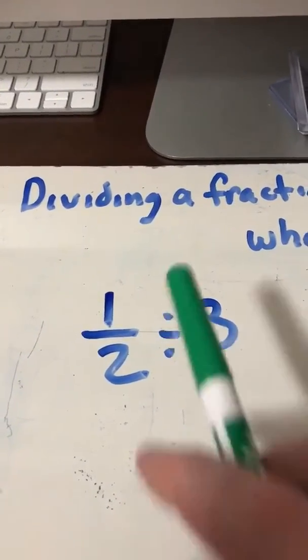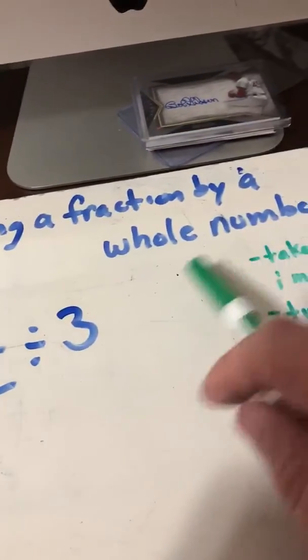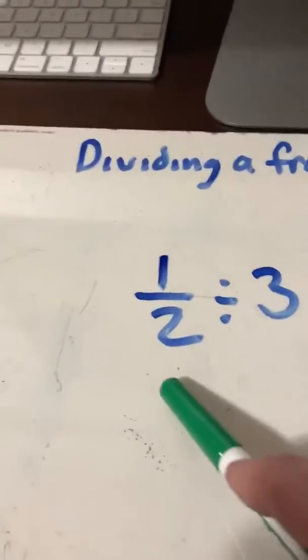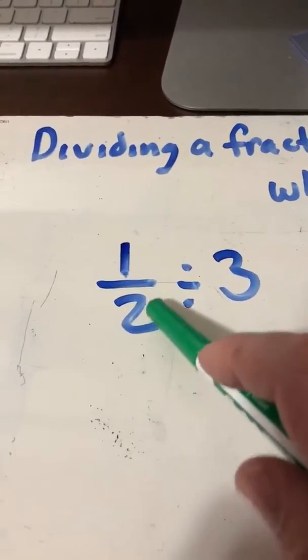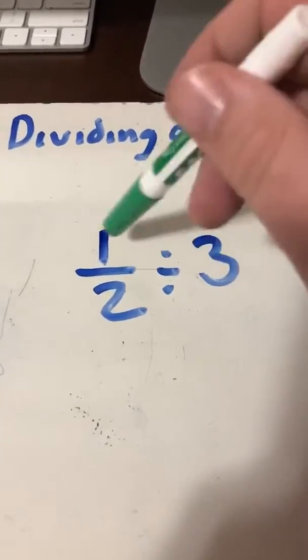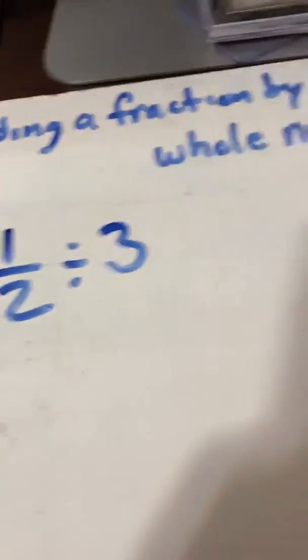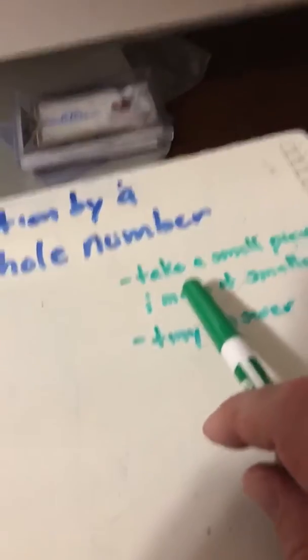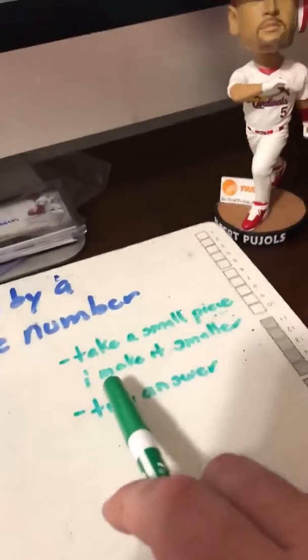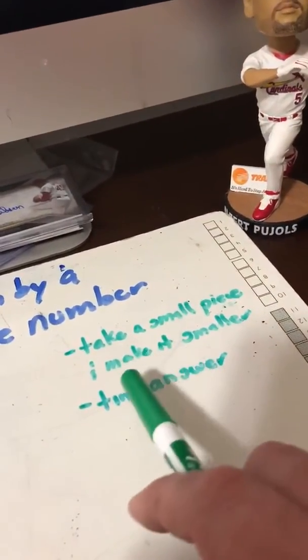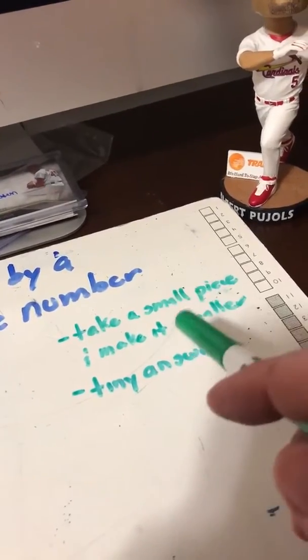This is a quick video to help you with dividing a fraction by a whole number. This is what our equation is going to look like. Again, usual setup with the division problem. The only difference is your first number is going to be a fraction. These are going to be tiny answers. So these are going to be things where you're taking a small piece of something and you're making it smaller.